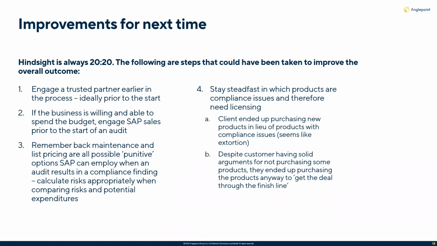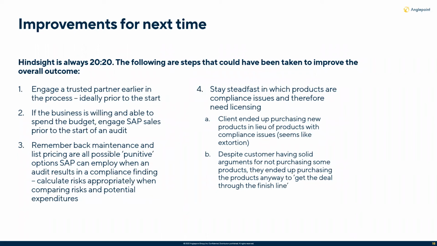A lot of times that will help. Again, I repeat, SAP maintains that audit and sales are completely separate. That could be true to some extent, but in my experience, if there's a big sales opportunity, auditors don't come in guns blazing trying to audit licenses. The sales executives will be able to do their job. Remember, back maintenance is always a possibility. Back maintenance and list prices are always possible.